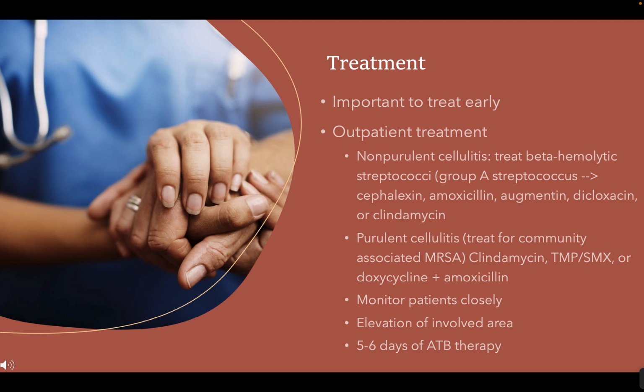If the patient does have purulent drainage with their cellulitis, you can prescribe clindamycin, Bactrim, or doxycycline in addition to amoxicillin. Once the patient is on antibiotics, it is important to monitor them very closely. Ensure that they elevate the extremity in which they have the cellulitis. And typically, antibiotic therapy will take 5 to 6 days.